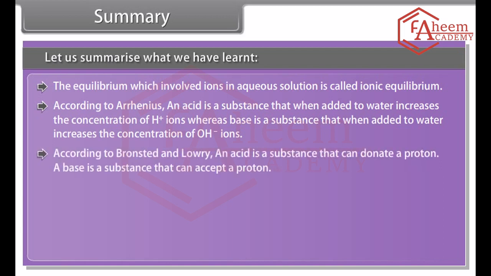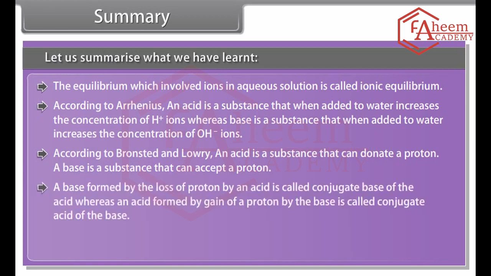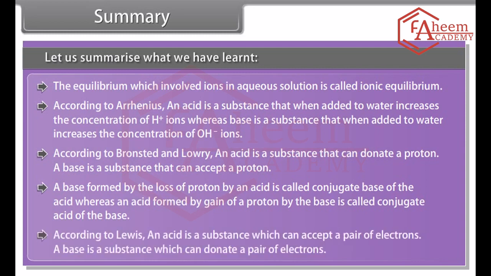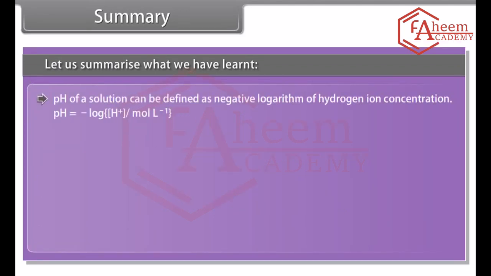According to Bronsted and Lowry, an acid is a substance that can donate a proton. A base is a substance that can accept a proton. A base formed by the loss of a proton by an acid is called the conjugate base of the acid, whereas an acid formed by gain of a proton by the base is called the conjugate acid of the base. According to Lewis, an acid is a substance which can accept a pair of electrons. A base is a substance which can donate a pair of electrons. pH of a solution can be defined as negative logarithm of hydrogen ion concentration.